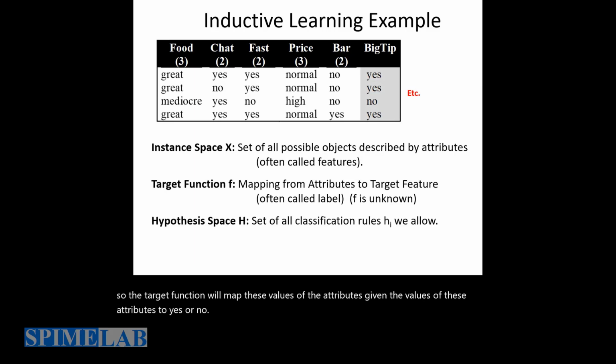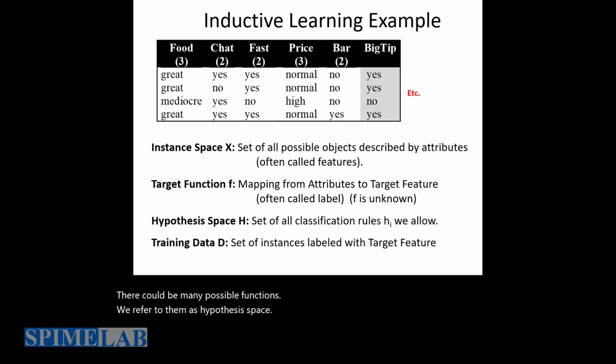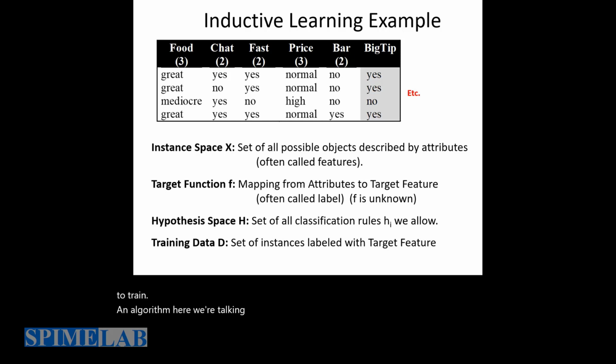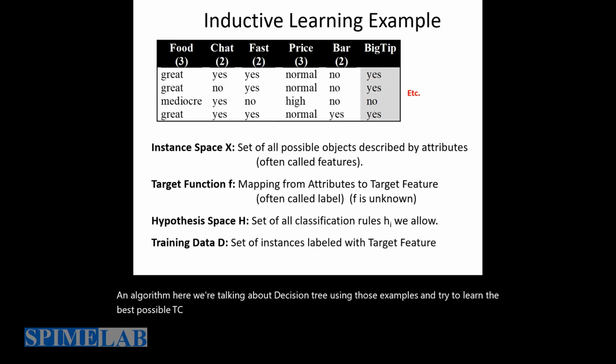There could be many possible functions. We refer to them as hypothesis space. But given the limited amount of examples, we are going to call those examples training data to train an algorithm. Here we are talking about decision tree, using those examples and trying to learn the best possible decision tree to map the values of these attributes to the binary outcome variable big tip.